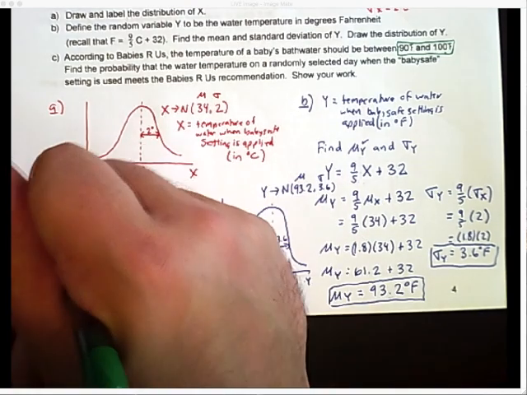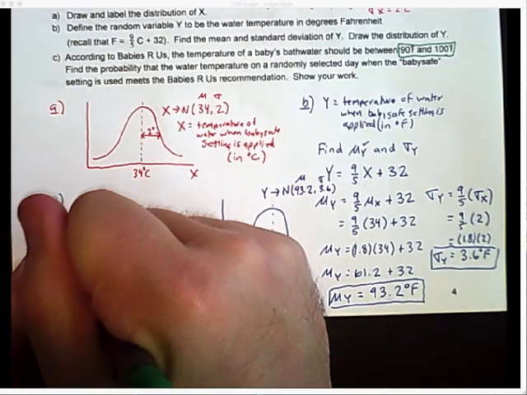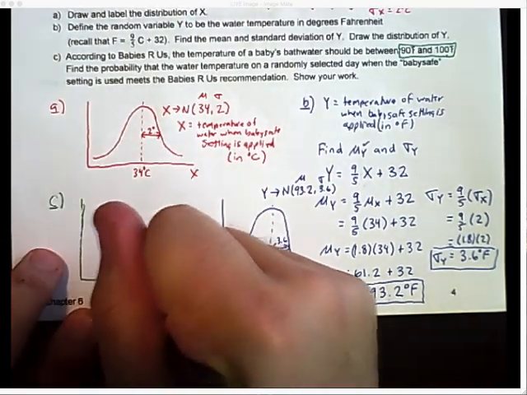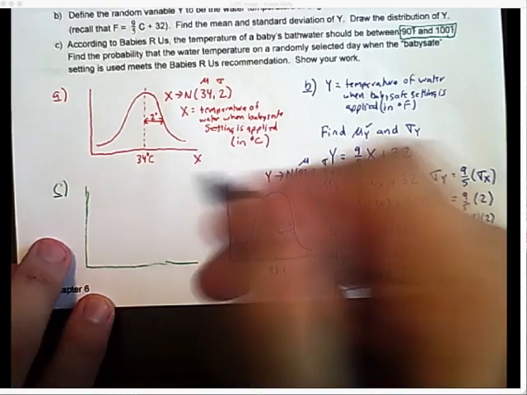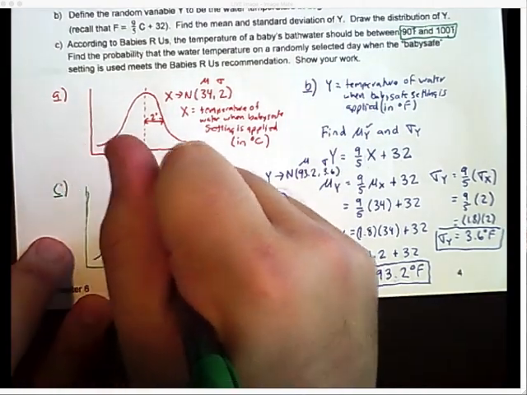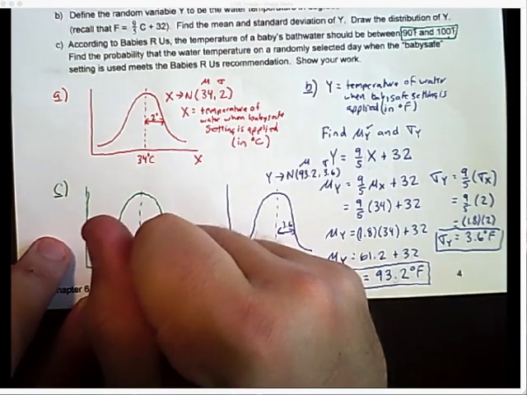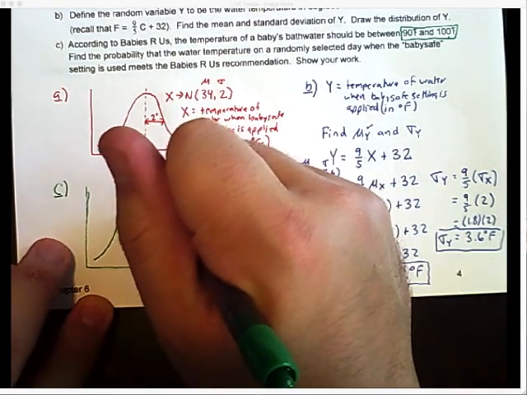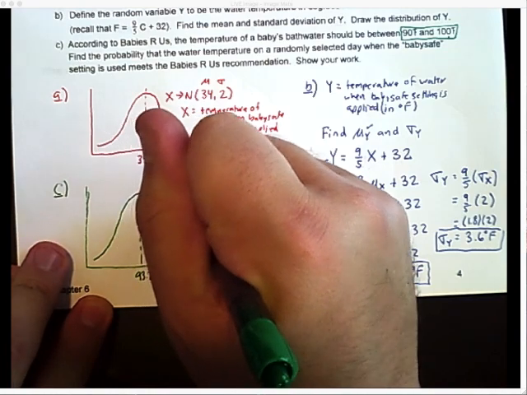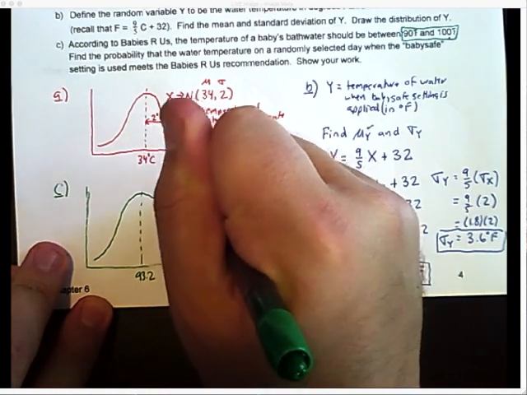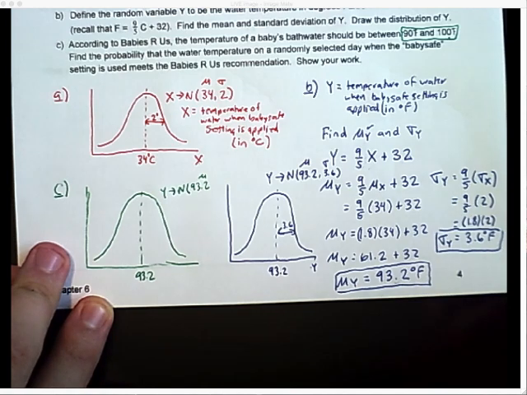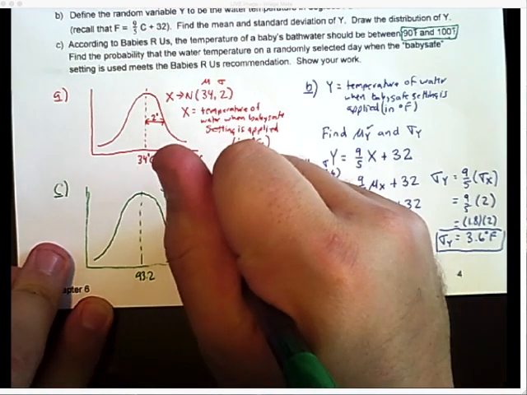So to do part C, I need to redraw that y distribution. So the center here is 93.2. And y is normally distributed with 93.2 as a mean and 3.6 as a sigma.